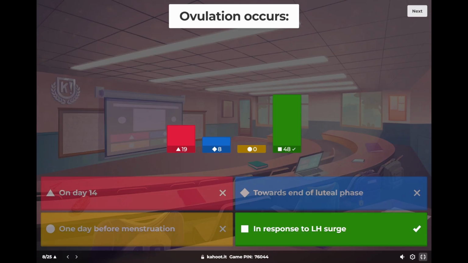Towards the end of the luteal phase, what happens if there's no fertilization? Menstruation begins because there's no HCG keeping that little corpus luteum alive. So the luteal phase ends because the corpus luteum dies off. Nothing is keeping it alive anymore. One day before menstruation, that's not when ovulation occurs. Ovulation responds to the LH surge, and that's why you get ovulation.